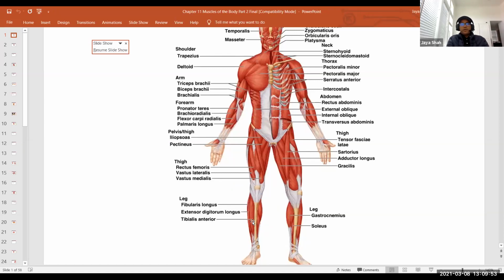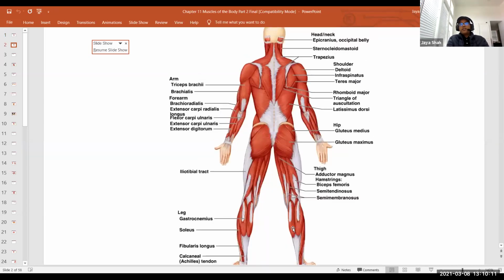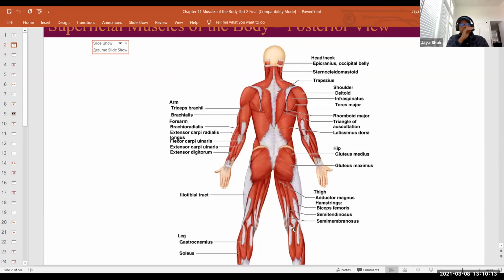Then in the leg, the muscles we need to know is tibialis anteriorly. And posteriorly, the calf muscle is gastrocnemius. If you remove gastrocnemius, then under it, you have soleus muscle. Okay. Now the posterior muscles, the muscles which we need to know.